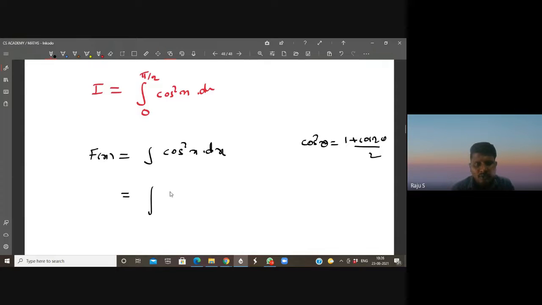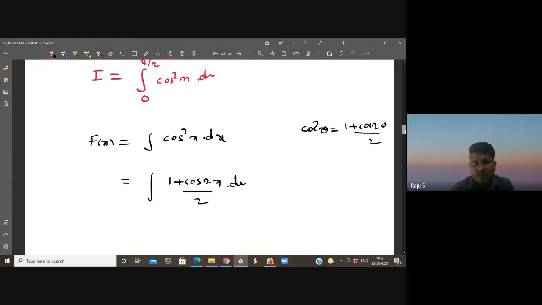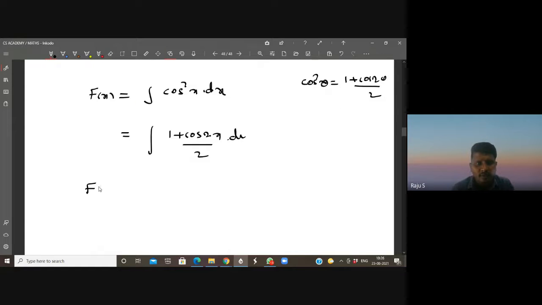You can replace here 1 plus cos 2x by 2 into dx. Now what is the integral? F of x is equal to, finally 1 by 2 is outside. The integral of 1 is x, and of cos 2x is sin 2x by 2. Okay, this is f of x, but what is I?